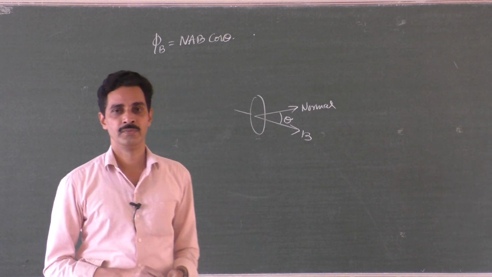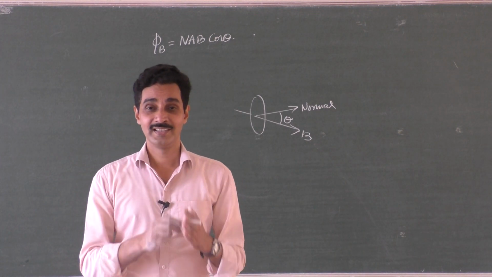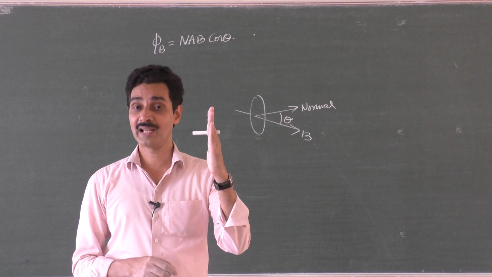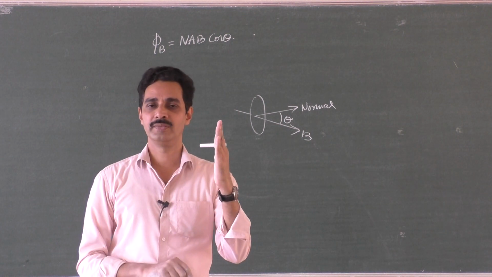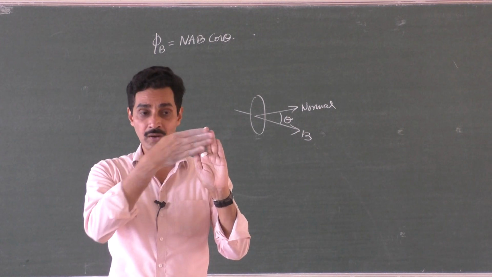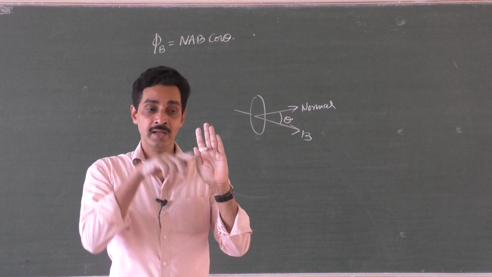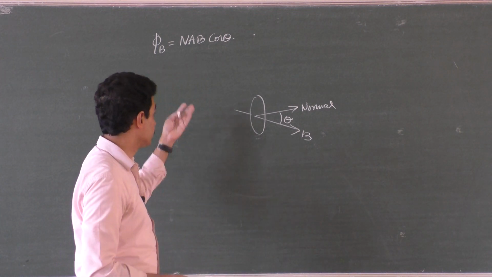Sorry, theta is either 0 or 180. It is not 90, because the normal to the coil is parallel to the magnetic field. But if the plane of the coil is parallel with the magnetic field, the normal to the coil is perpendicular to the magnetic field, and theta is 90. So you must be very careful.